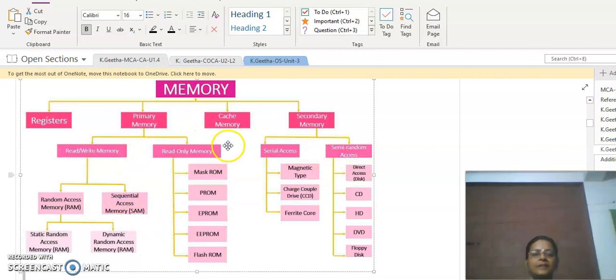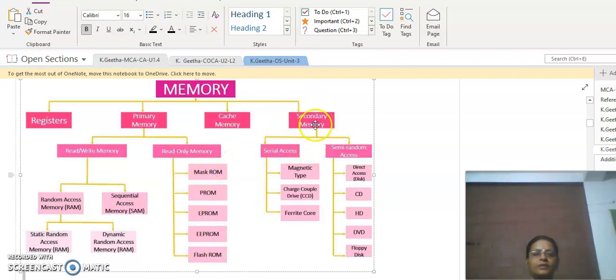So this diagram explains the classification of memory into different categories, where the main classification is primary memory, cache memory, and secondary memory. The primary memory is classified by whether it permits read and write operation or read only. Those which permit both read and write can be further classified as random access and sequential access, which is again further classified into static random access and dynamic random access. Whereas read only memory is classified into different types based on the type of access it permits and how it is erased.